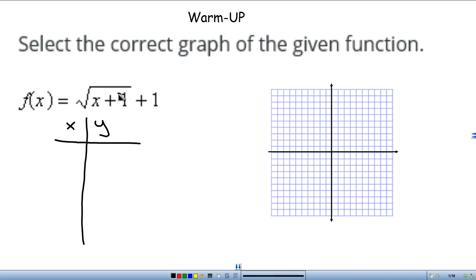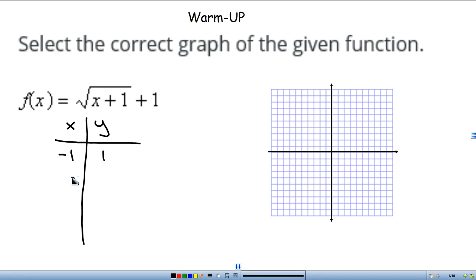Now understand, under a square root, I can't get a negative number. I can get 0, but I can't get a negative number. So the smallest number I can plug in for x is -1, because if I plug in -1 plus 1, that becomes 0, and in which case I have my plus 1. So I've got -1 here, and my y value is +1.